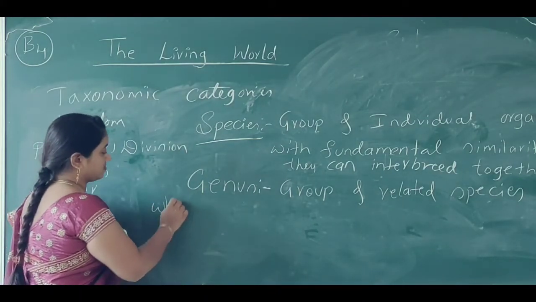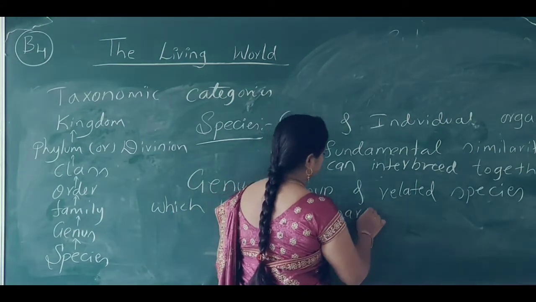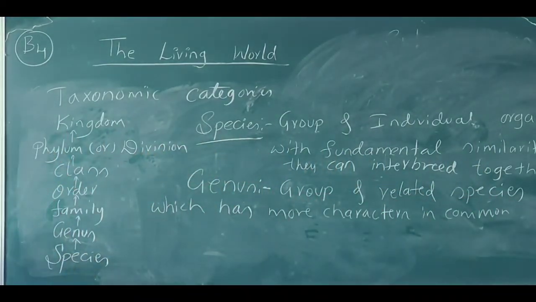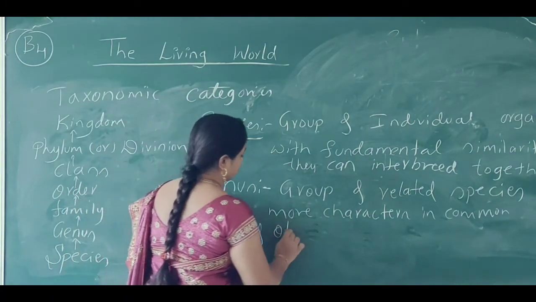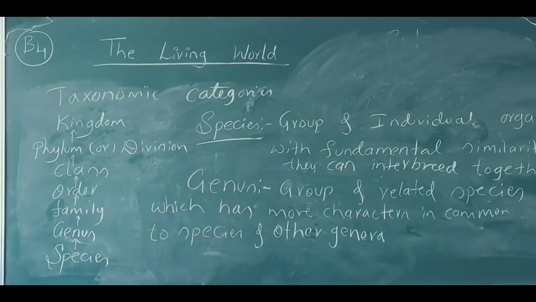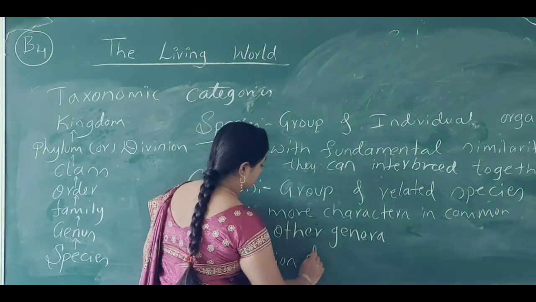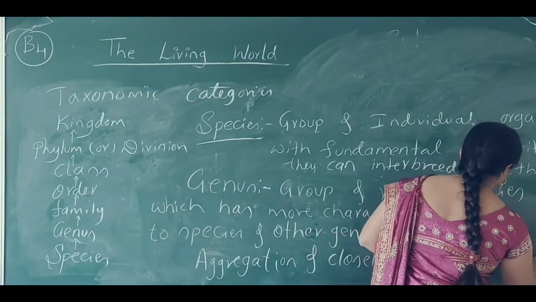Related species which has more characters in common to species of other genera. One more definition I would like to write here: genera are aggregates of closely related species. Aggregation of closely related species. So what is that?